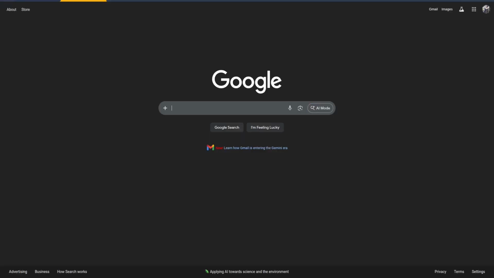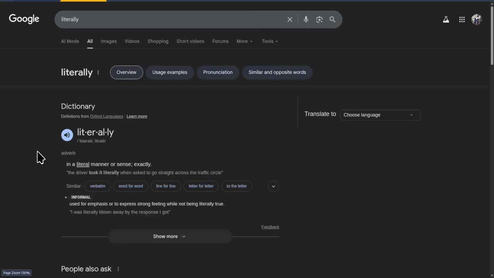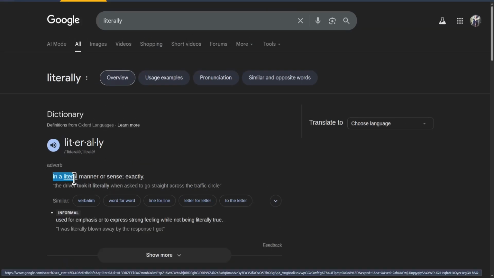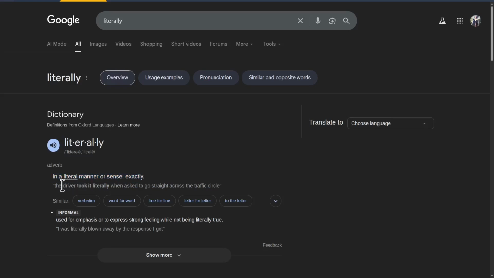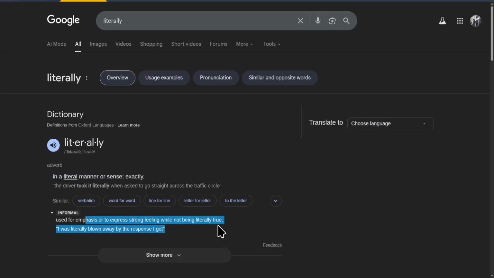If I go to google.com and I type in the word literally, I get this definition here. It gives me two versions of it. One is in a literal manner or sense, exactly, like the driver took it literally when asked to go straight across a traffic circle. Whoops, that means they actually drove straight across. Or people also use it in the opposite way, like I was literally blown away by the response I got. Now, this part of the definition includes not literally. So literally both means literally and not literally.